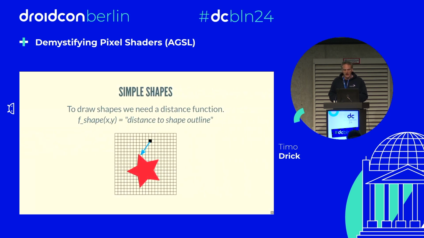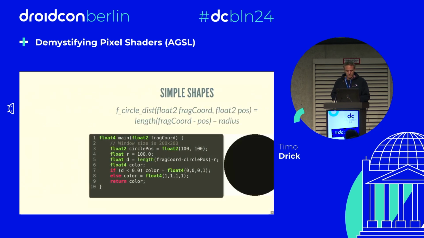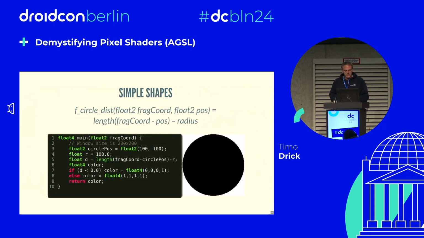And to be able to draw a shape, when you only know your pixel coordinate, the x and y coordinate, you need a distance function to the outline of the shape you want to draw. The graphics card gives you the actual pixel position, and you have to know how far away it's from the outside. When you are inside of the shape, you can draw a different color than when you are outside. So inside, the distance would be 0 or smaller, and outside it's bigger than 0.